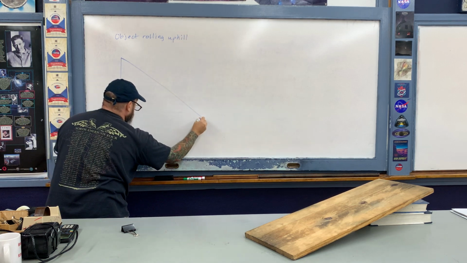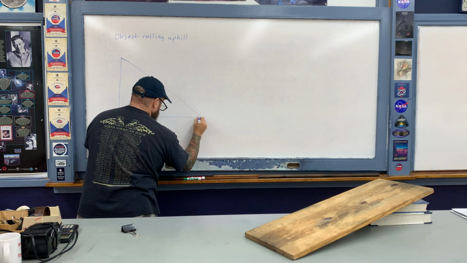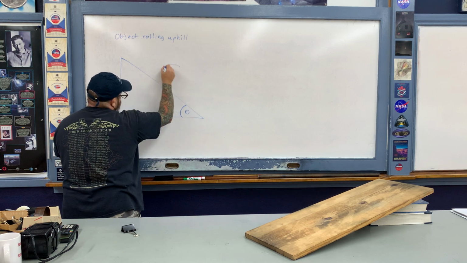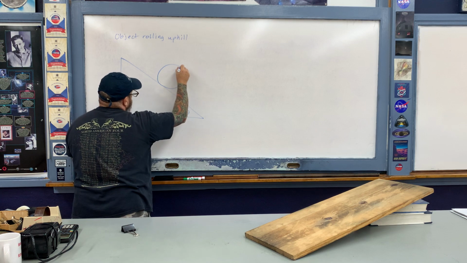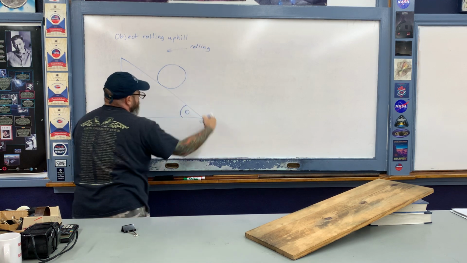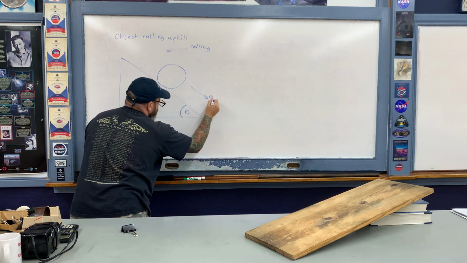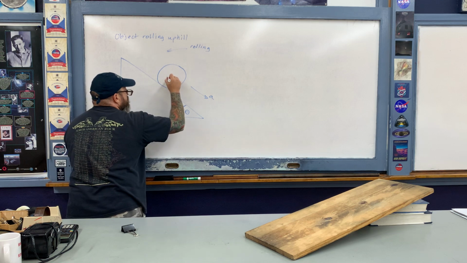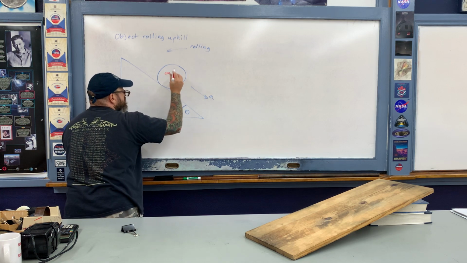So here's our incline, angle theta. Here's our object, like so. In this case, the rolling motion is like this. But of course, the object is slowing down, so the acceleration vector points like this. Okay, and then we've got our forces. Once again, here's the center of mass, the axis of rotation.